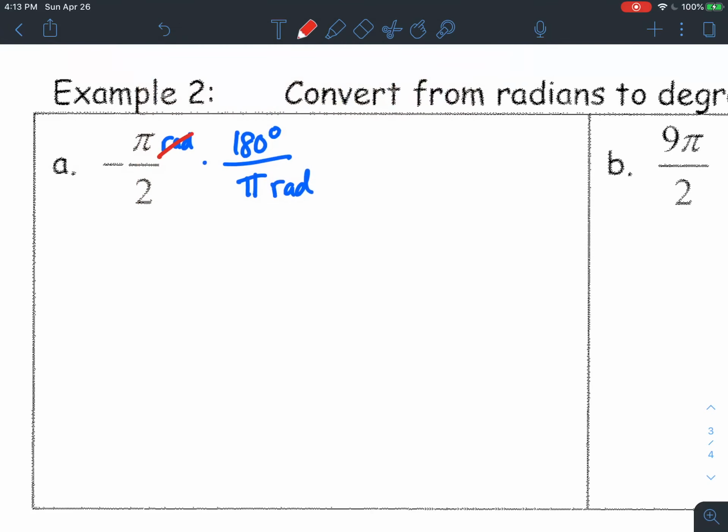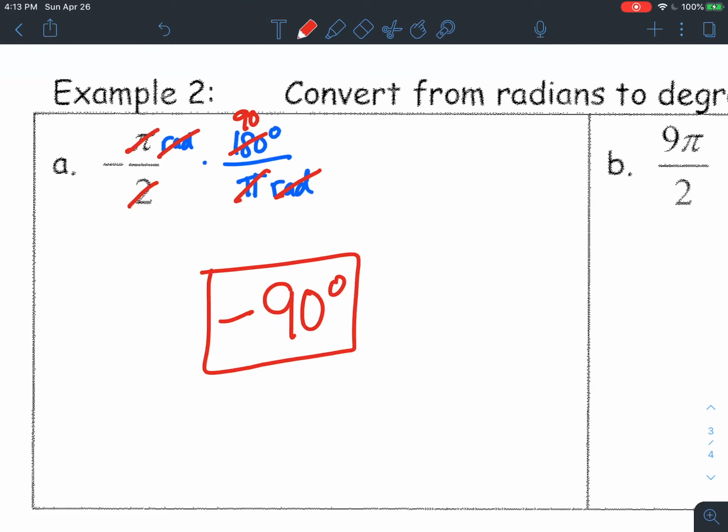Because, again, I'm going to have my radians cancel out. And actually, in this case, my pi cancels out, and I can reduce 180 by 2 and get 90. So after all of that, negative 90 degrees would be my answer. That's my angle in degrees.